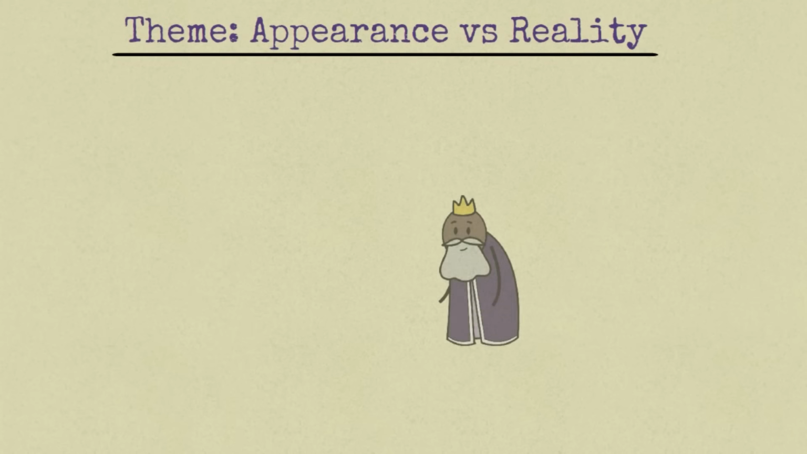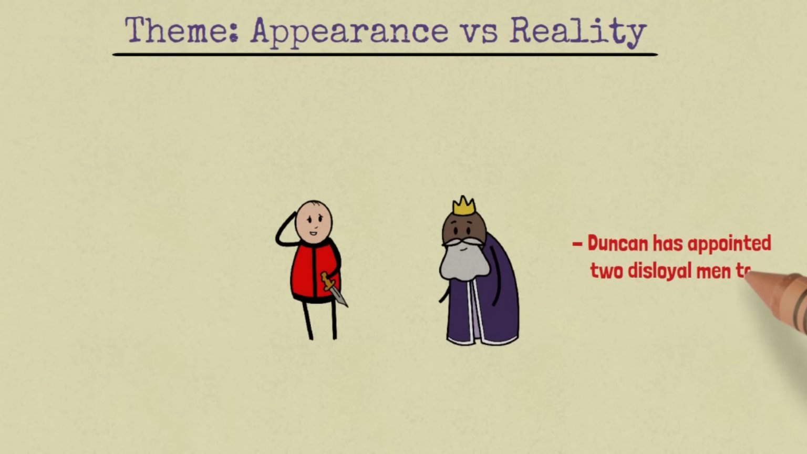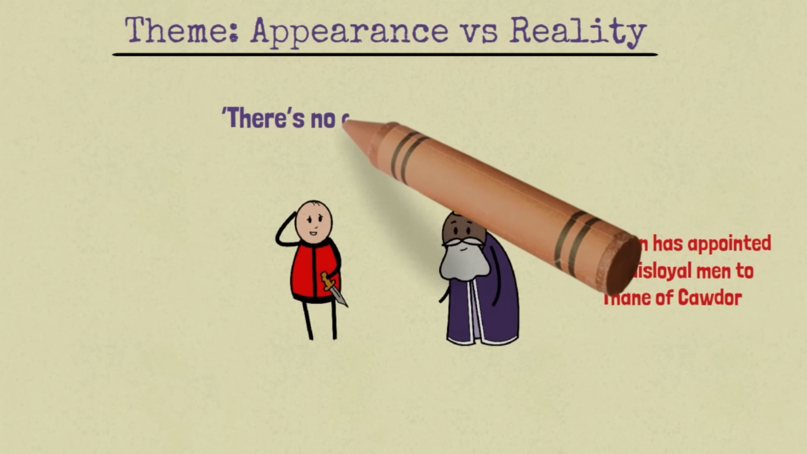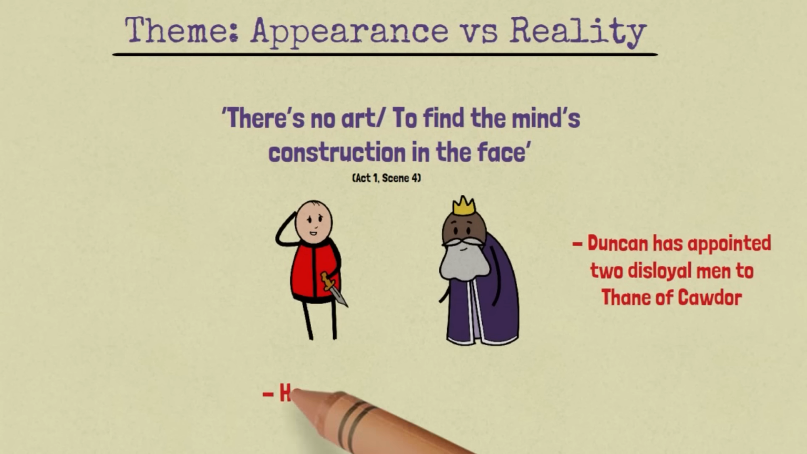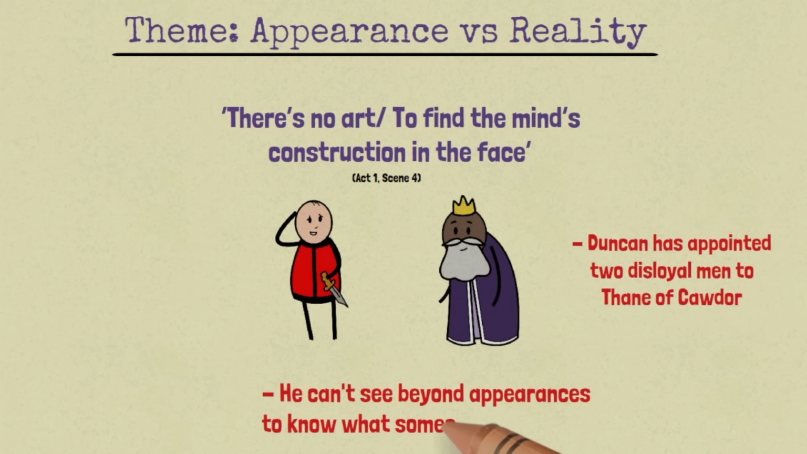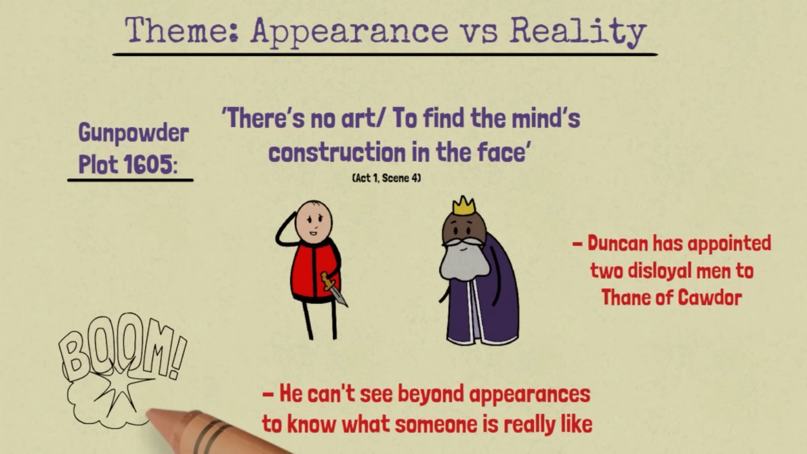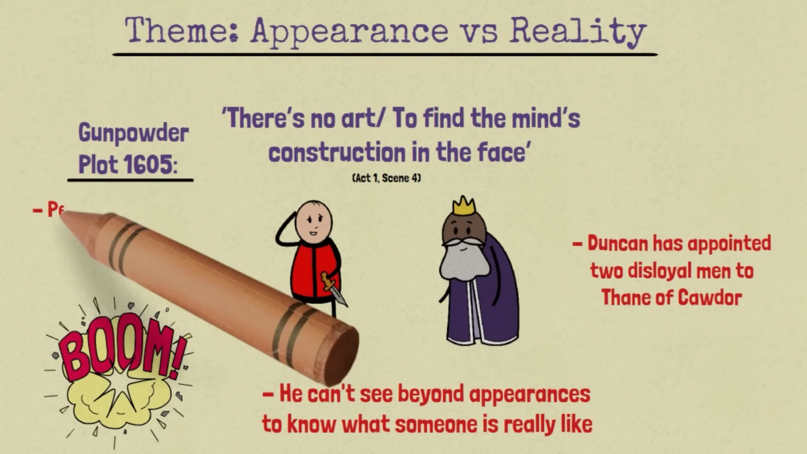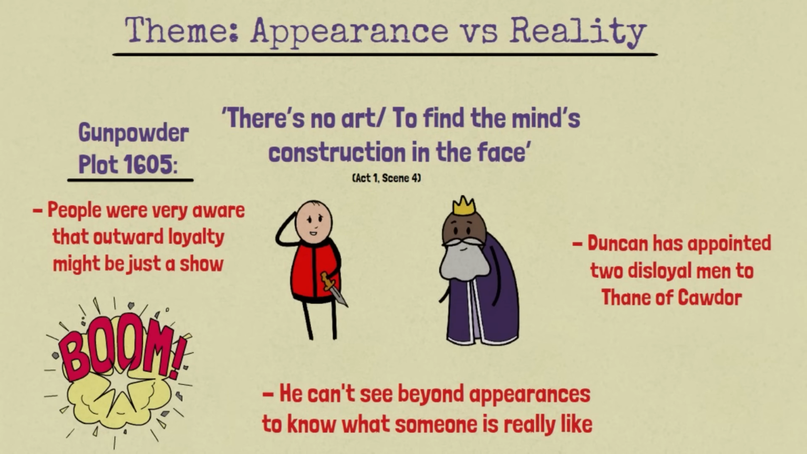However, Duncan can be a bit naive, as he has a habit of appointing disloyal men to the Thane of Cawdor position. He says, "There's no art to find the mind's construction in the face," meaning that there's no way to tell what someone is really like just from the outside. This was very relevant in England because of the gunpowder plot, and the general public were very aware and concerned that outward loyalty could be just a show to hide your real treacherous intentions.